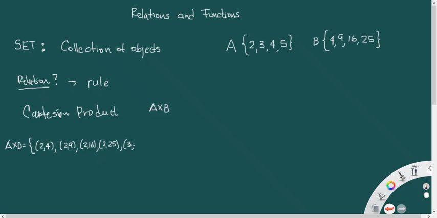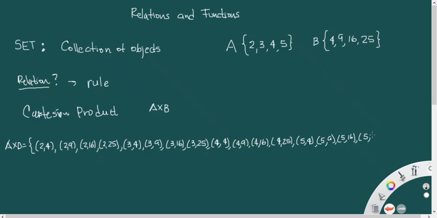then 3 comma 4, 3 comma 9, 3 comma 16, 3 comma 25, then 4 comma 4, 4 comma 9, 4 comma 16, 4 comma 25, then 5 comma 4, 5 comma 9, 5 comma 16, and 5 comma 25.